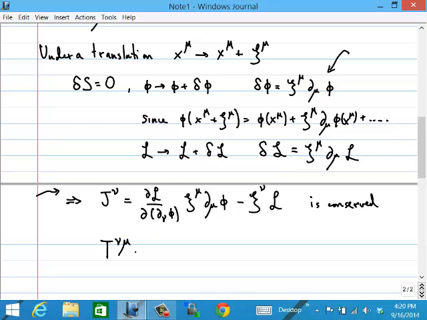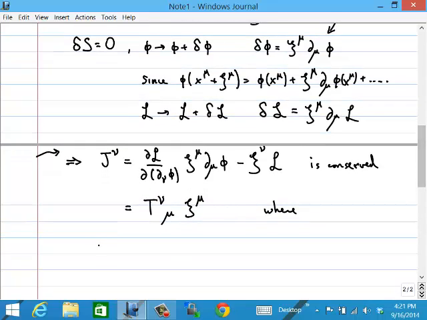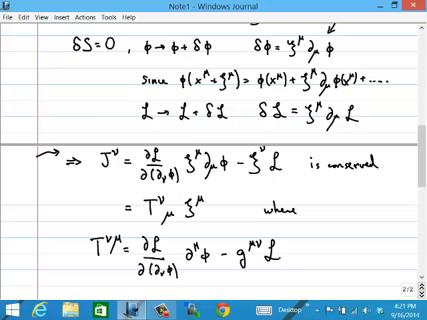So in particular, what I'll do is define the stress tensor. I'll just write this as T nu mu zeta mu, where the stress tensor T nu mu is the derivative of L with respect to d nu phi times d mu phi minus g mu nu times L. And this 4x4 matrix, or (2,0) tensor, is known as the stress tensor.